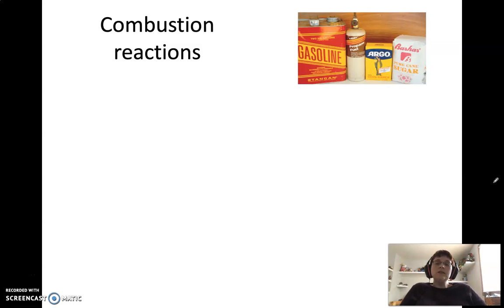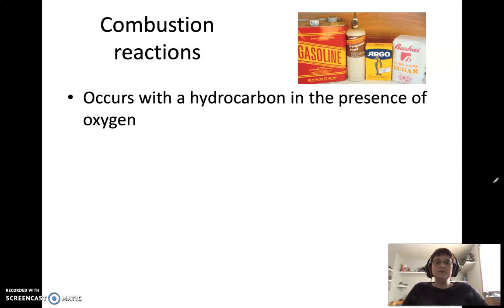So the first specific category is what we call combustion reactions. And this is actually the first reaction that we've looked at in balancing reactions. A combustion reaction is where you have a hydrocarbon, so any kind of compound that contains hydrogen and carbon, and there is oxygen present. So a combustion reaction requires those 2 elements in order to occur. So it needs a hydrocarbon material and the presence of oxygen.